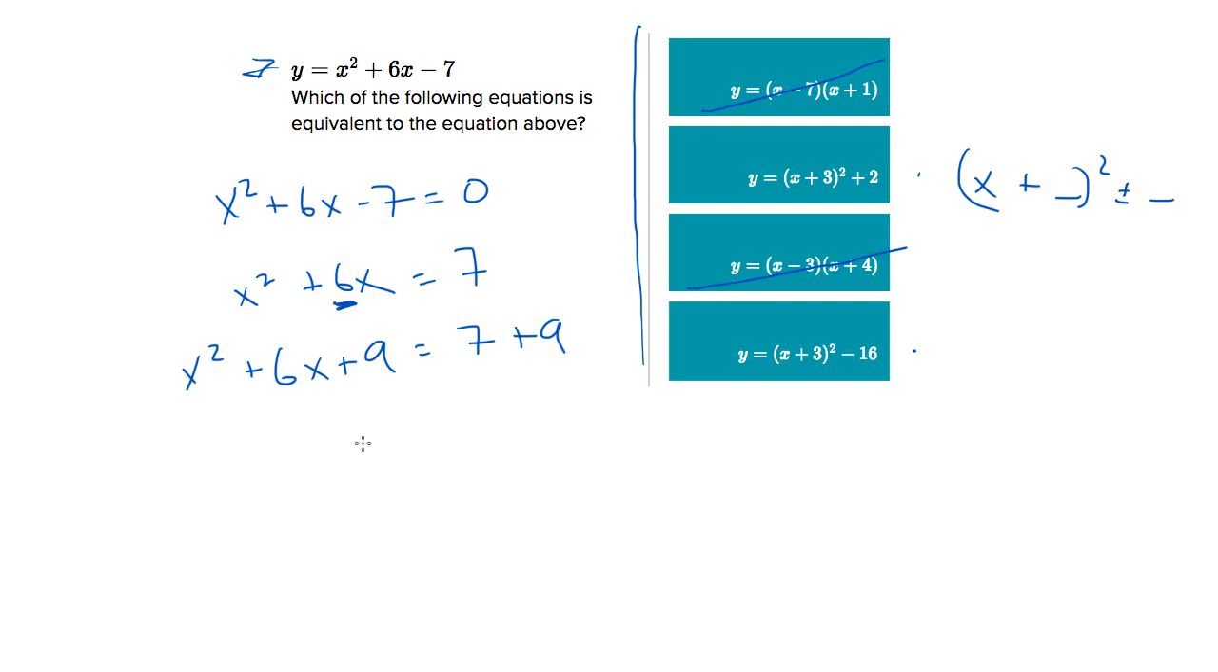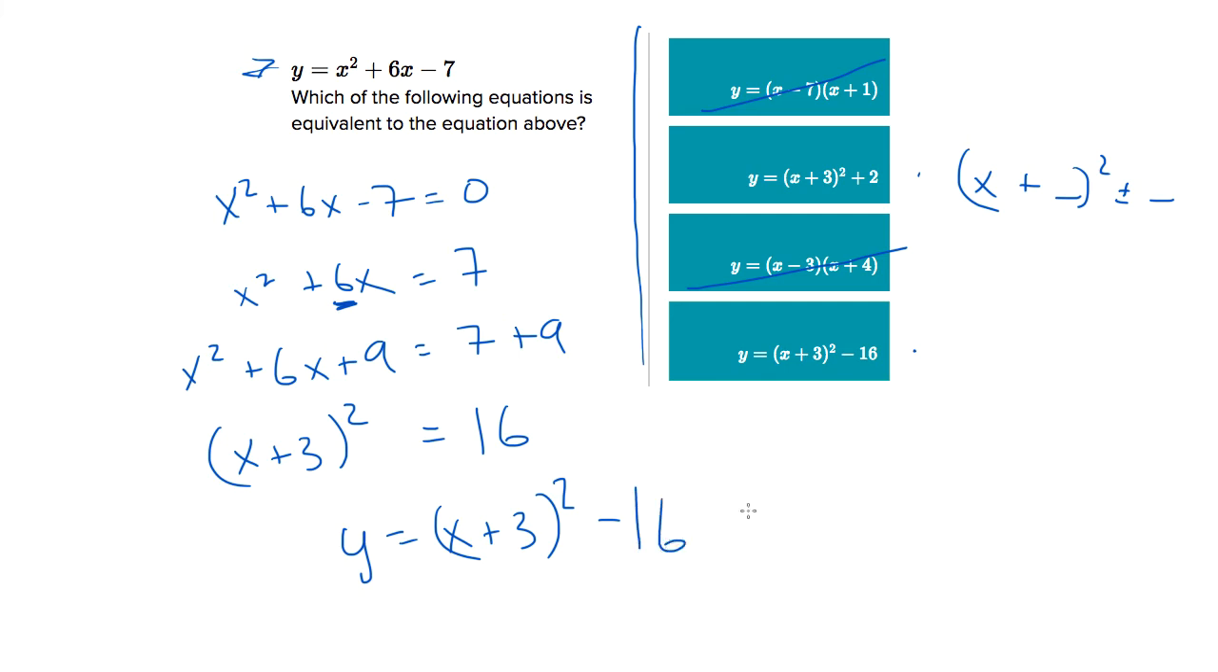Why on earth would I do that? Because this complicated math allows me to make it simpler. So now I have a binomial that I can actually turn into x plus 3 squared. That's what x squared plus 6x plus 9 is. X plus 3 squared. Okay? So you could factor that into that. Equals 16. Okay? Which means now I bring it back over, and I basically have y equals x plus 3 squared minus 16. And that's my answer choice.